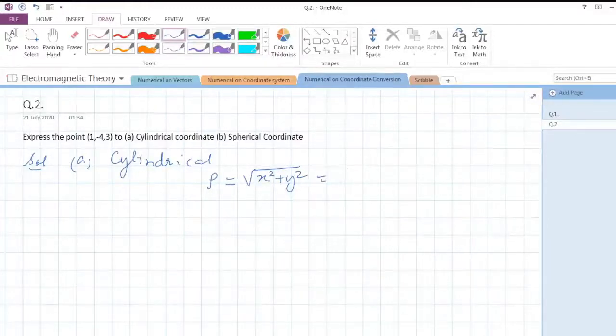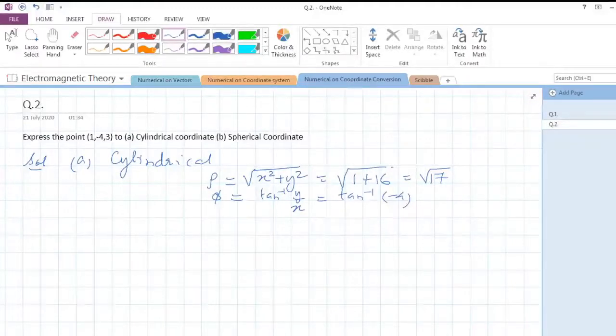So we know that x is given as 1. So 1 square would be 1, and the second point, y is minus 4, so square of minus 4 would be 16. So our answer will be under root of 17. Either you can solve this under root 17 or you can write it as it is, but I'll recommend you to solve under root 17 and write down the answer. How to find out phi? Phi was tan inverse y by x, and y is minus 4 and x is 1, so I won't write it.